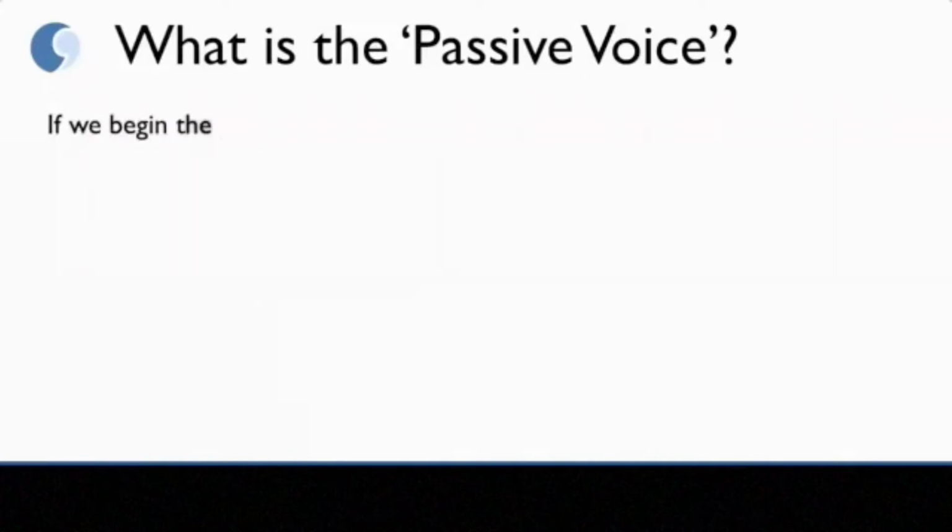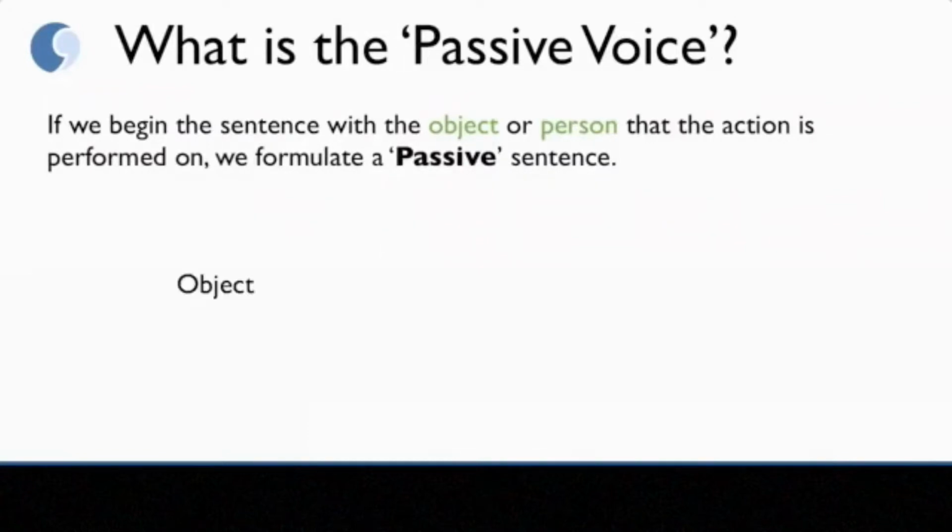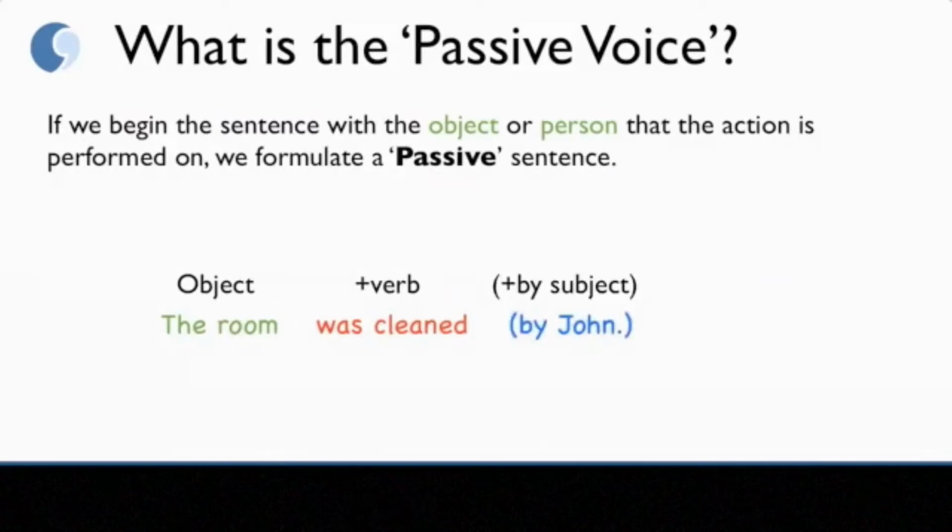Now, if we begin the sentence with the object or person that the action is performed on, we formulate a passive sentence. So starting with the object, the room, and adding the verb was cleaned. And if you want to add a person or subject, we can use by. The room was cleaned by John.